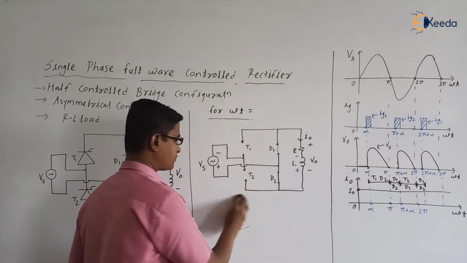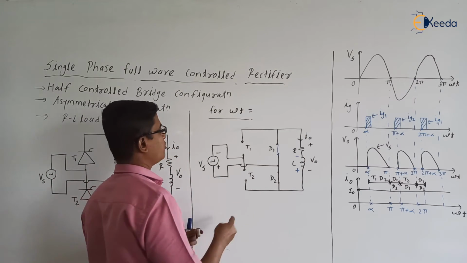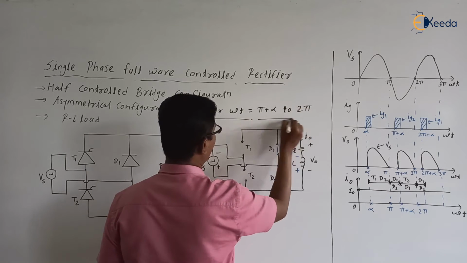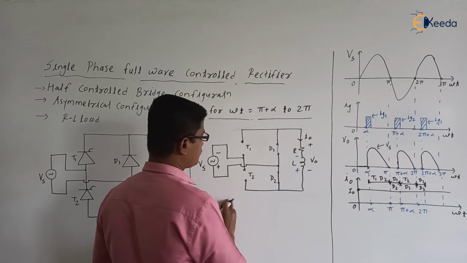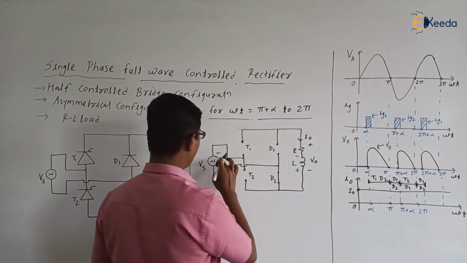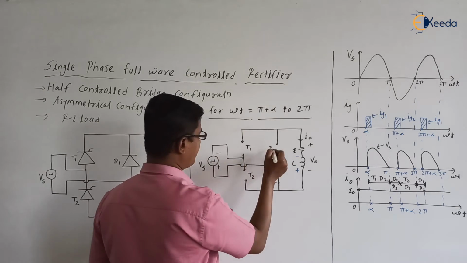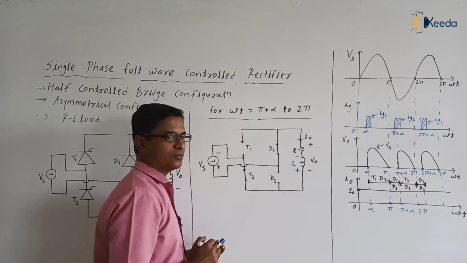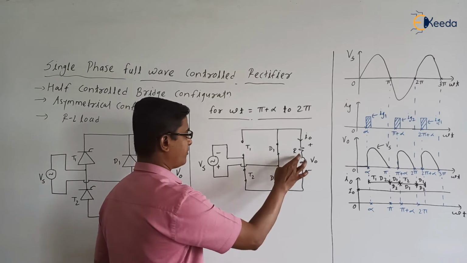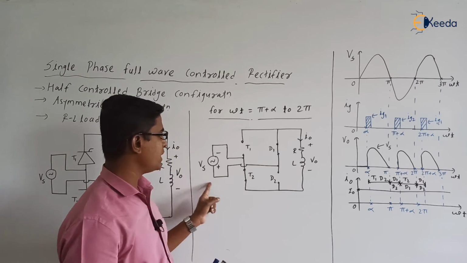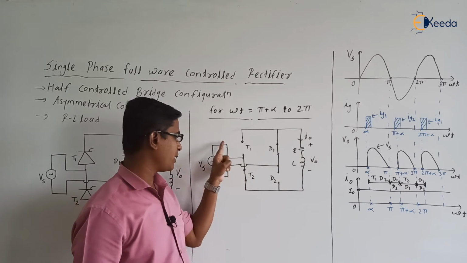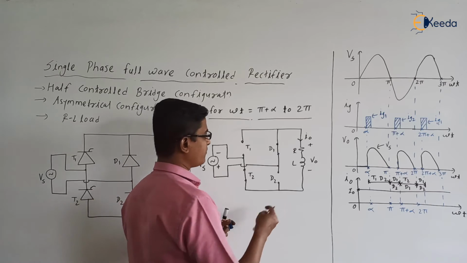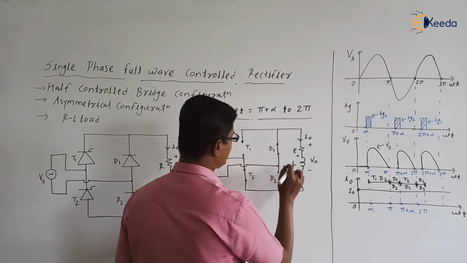Let us discuss. For omega t equal to pi plus alpha to 2 pi, if you check, the gate pulse is applied to thyristor T2, so diode D1 and thyristor T2 will be in the conduction mode. Current starts flowing from source through Vs, D1, load, T2 and again back to Vs. In this loop the current starts flowing. What is the inductor doing? The inductor is storing the energy, so plus here, minus here.